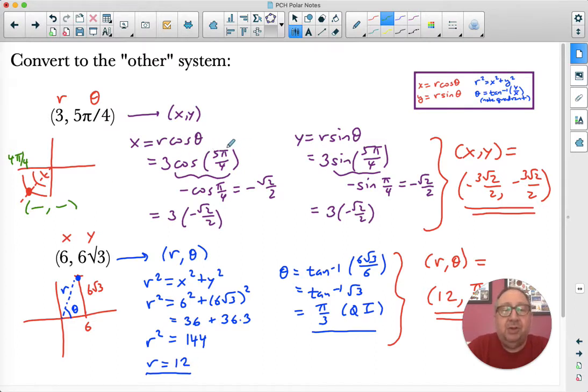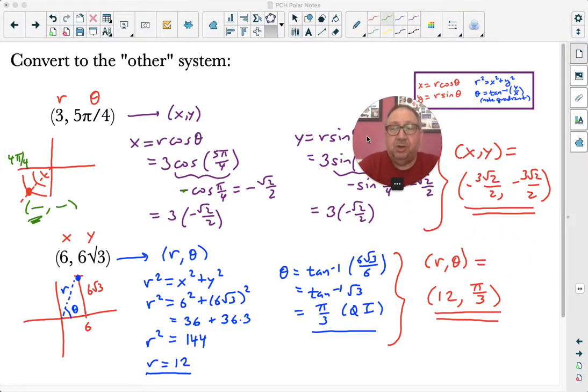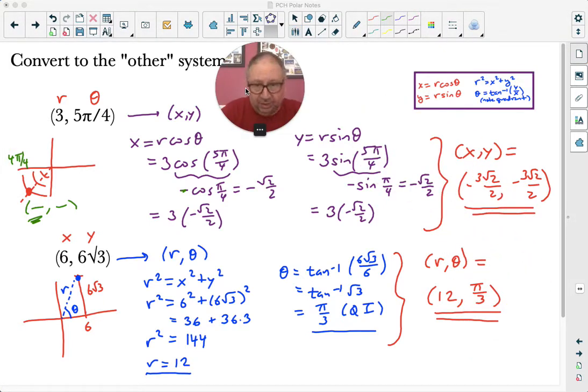But we're looking at cosine of 5 pi over 4, and I'm using the reference angle and signs. It's equal to the opposite of, negative of, because of quadrant 3. Cosine of pi over 4, the reference angle, so negative root 2 over 2. Same idea for sine, and this time we get negative 3 root 2 over 2, and the same for the y coordinate.